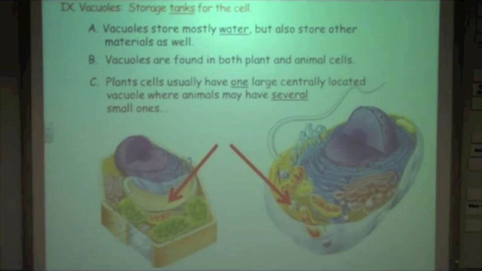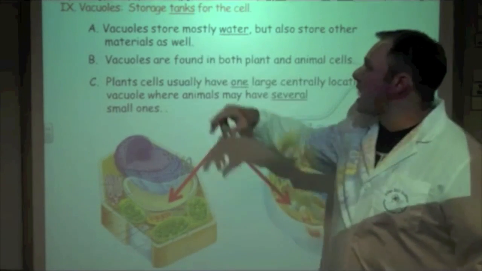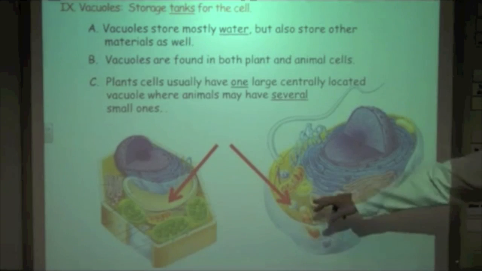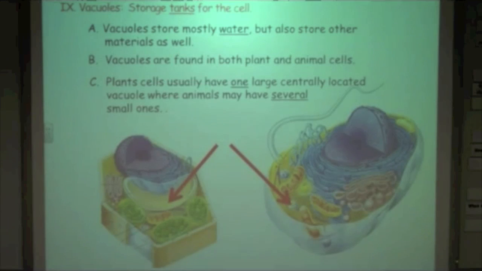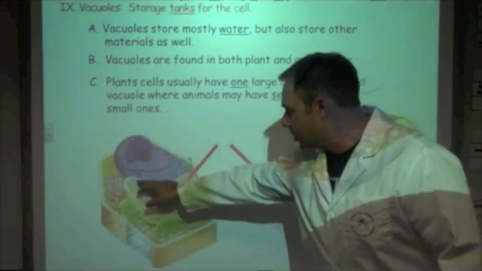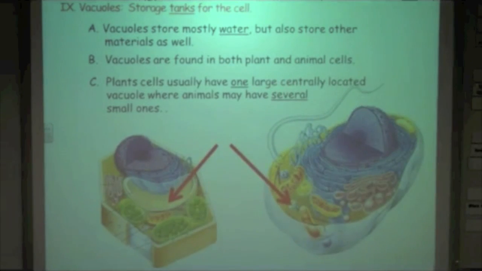Vacuoles. Now, both animal cells and plant cells have vacuoles. I've got a picture of both here. Okay? Vacuoles are the little storage tanks of the cell. They primarily store water, but they can hold other materials as well. In animal cells, vacuoles are usually rather small, okay, like that right there. However, in plant cells, vacuoles are usually very large and are usually fairly centrally located inside of the plant cell. Plants need a tremendous amount of water, okay, and they store that water in their vacuoles to give them strength, okay, to hold themselves up.